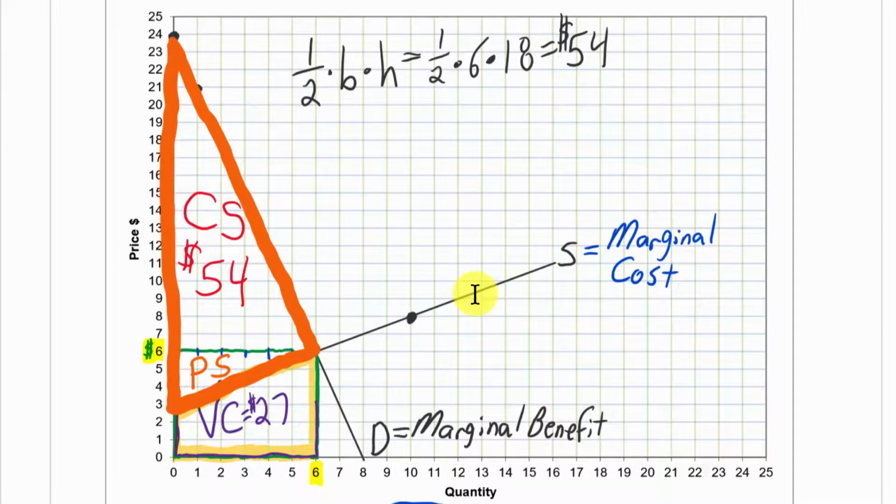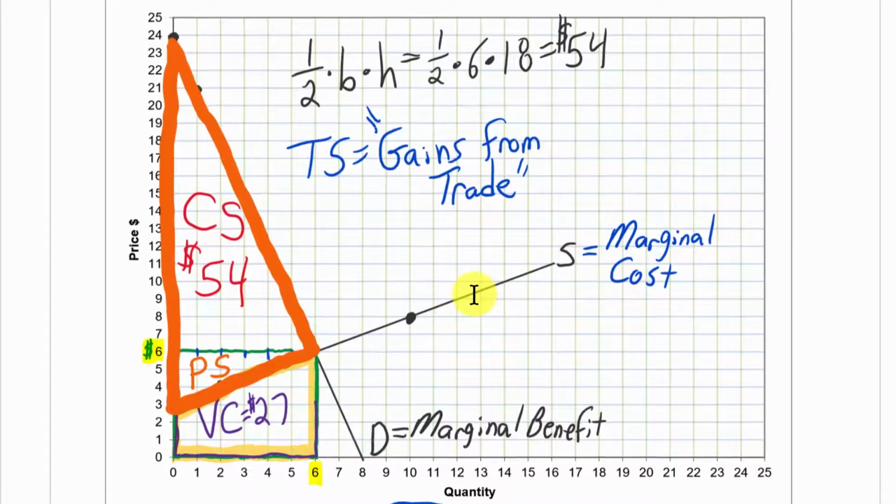Well, let me give you another name sometimes that economists will use for this thing we're calling total surplus here. Total surplus is also sometimes what we call the gains from trade or the gains from voluntary exchange. So total surplus, gains from exchange, or gains from voluntary trade. Well, why would we call this that? Well, let's look at this a little more closely, what this orange triangle is doing.